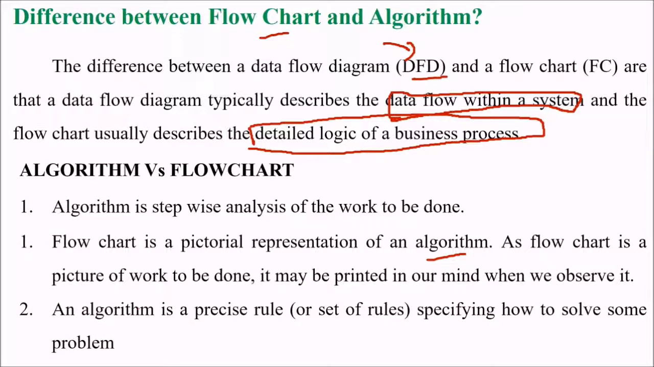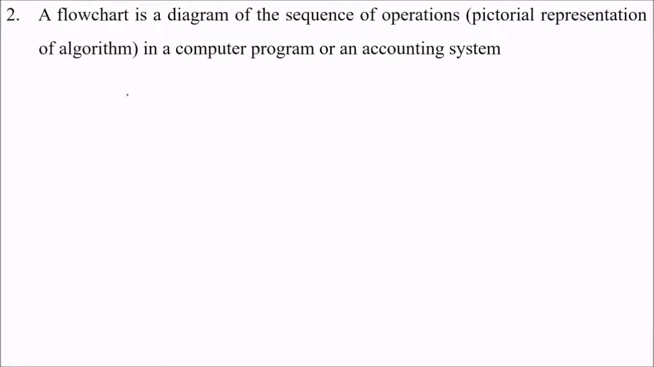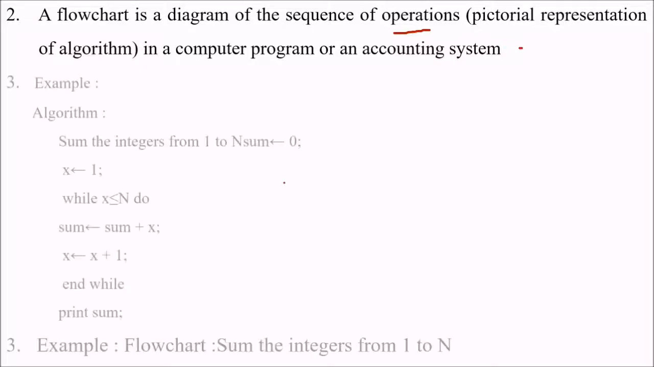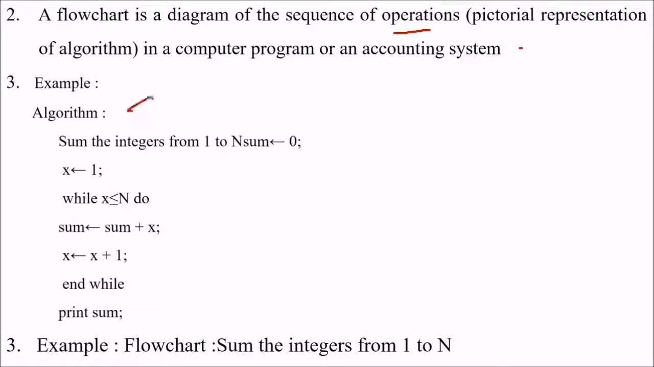Second difference. An algorithm is a precise rule. We have a set of rules specifying how to solve some problem, while the flow chart is a diagram of a sequence of operations, that is again a pictorial representation of an algorithm in a computer program or some application like an accounting system.